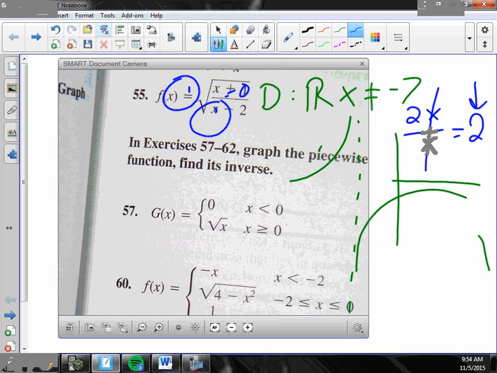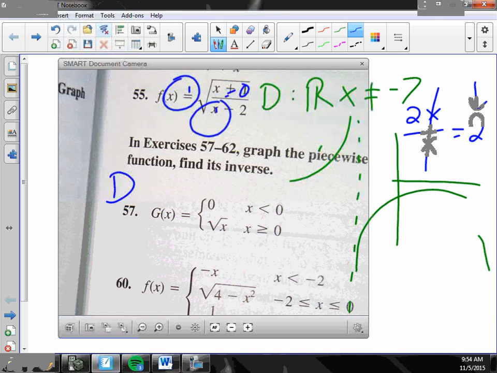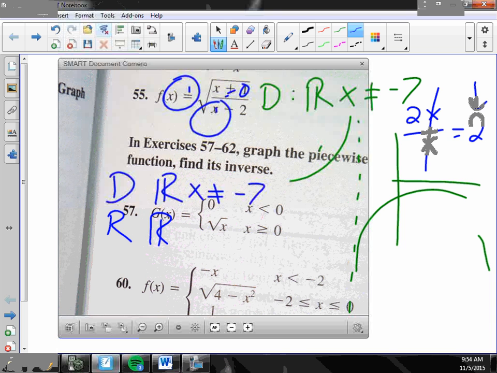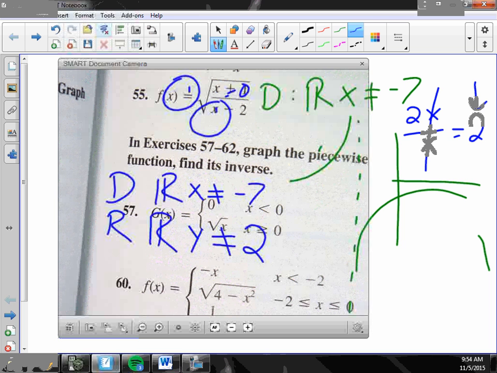So anyway, the domain of the original is going to be all real numbers. x is not allowed to be negative 7. The range of the original is all real numbers, but y is not allowed to be 2. And then the domain and range for the inverse just switch. So the domain is all real numbers, but x can't be 2, and the range is all real numbers, but y can't be negative 7.